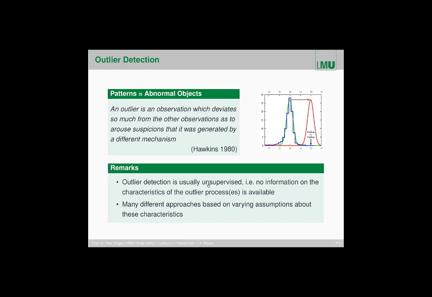So outlier detection again is usually unsupervised. If you have labels, it's supervised, but usually then very unbalanced. But in the very general case, it's unsupervised. So you don't have any labels about outliers and non-outliers. And again, that means you don't have any information about the characteristics of the processes involved, especially in the outlier processes. And that's again why there are so many different approaches based on very different assumptions about these characteristics. So like clustering, keep in mind that there may be a lot of different approaches which are basically searching algorithms.